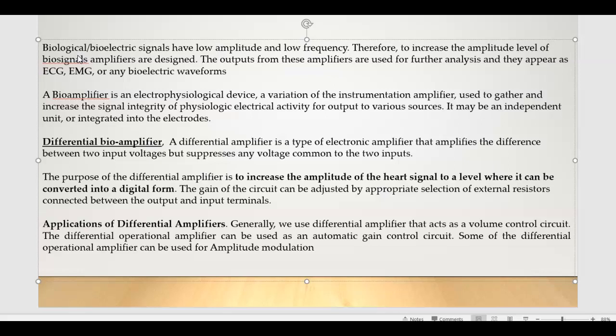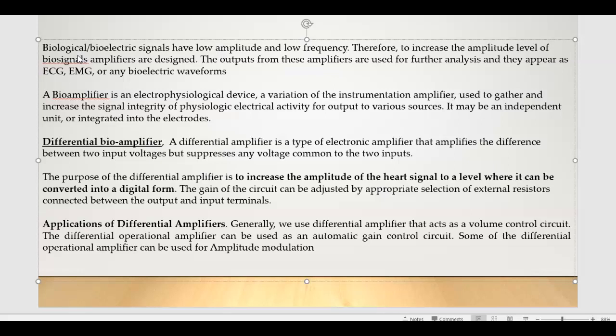Now let us see about the differential bioamplifier. A differential bioamplifier is a type of electronic amplifier that amplifies the difference between two input voltages but suppresses any voltage common to the two inputs.